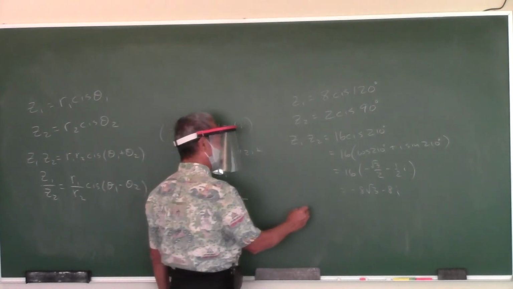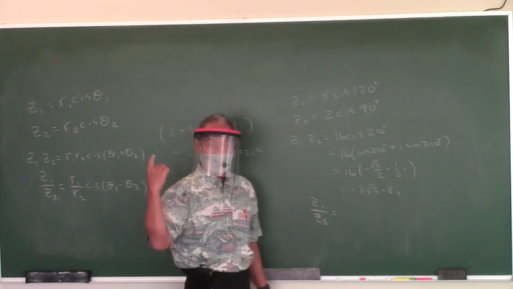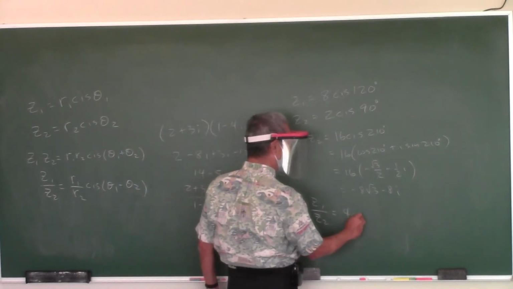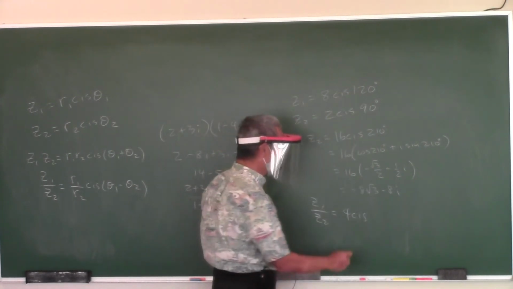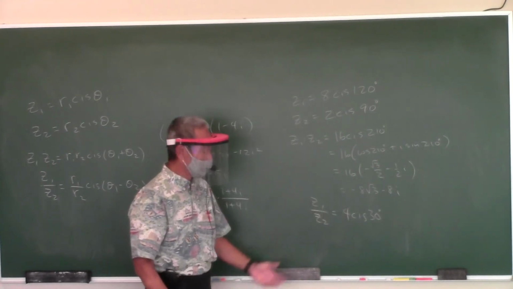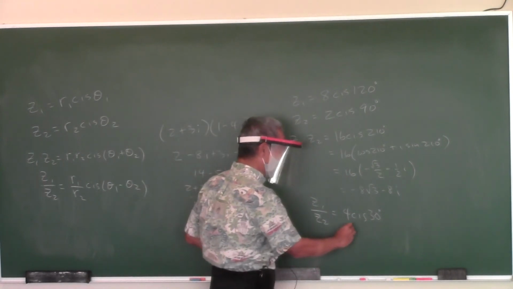Okay, what about z1 divided by z2? Well, follow the theorem. What is 8 divided by 2? 4. And then you subtract the angles. What's 120 minus 90? 30. There you go. That's the answer. And then we change it back. Okay, now here, let's use a shortcut.